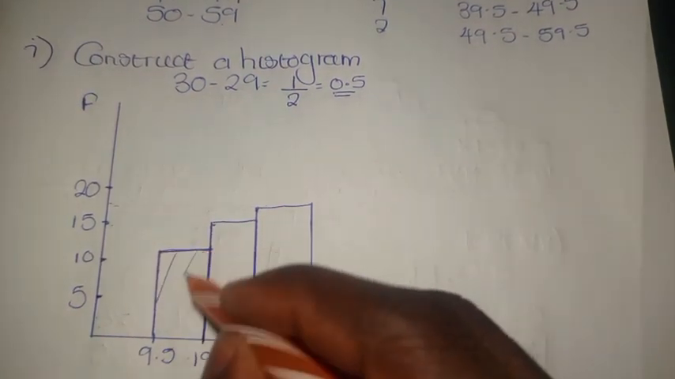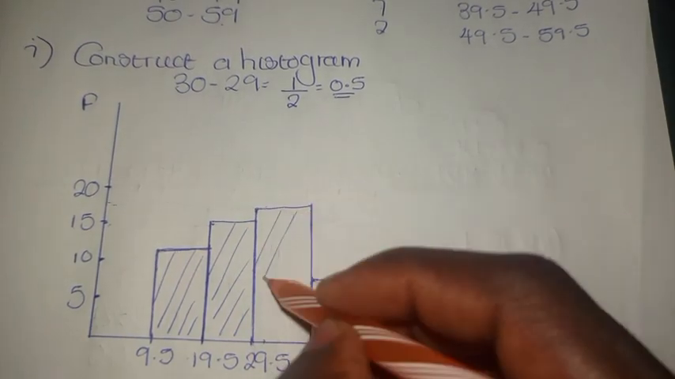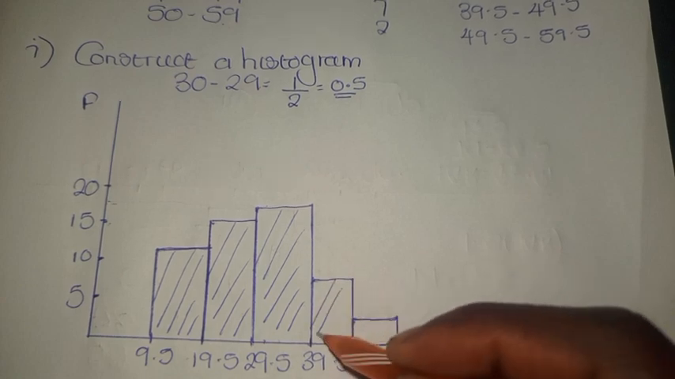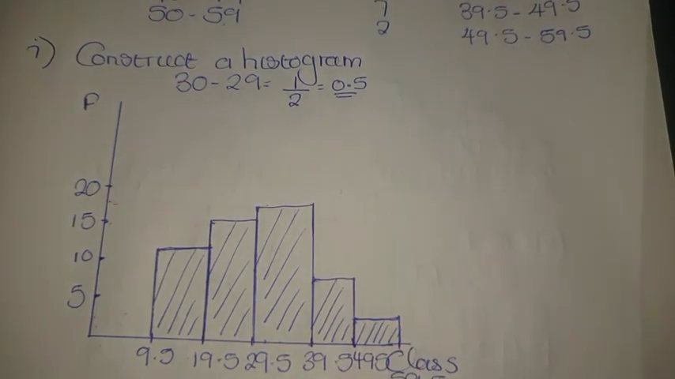One thing you can do is shade it to give it an attractive look. Maybe you can attract some more marks. So this is how you construct your histogram.